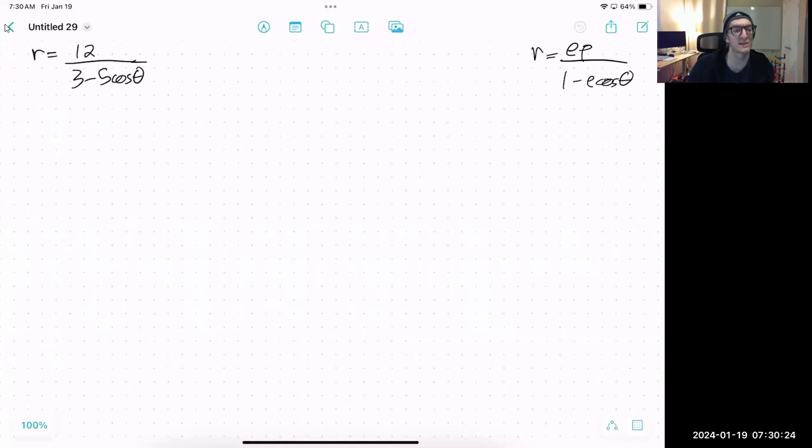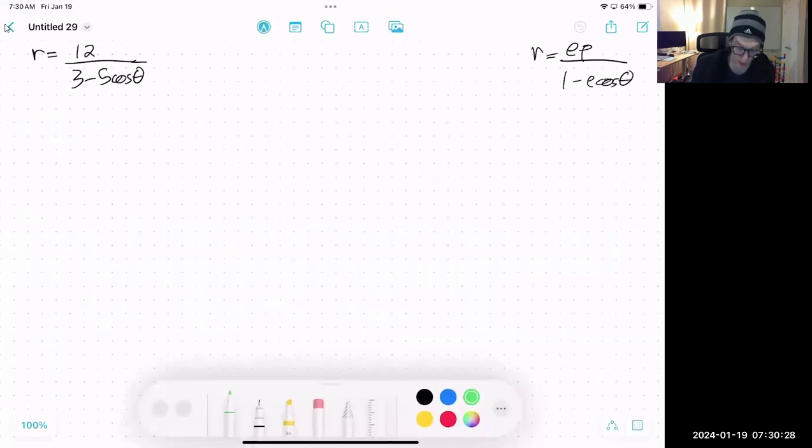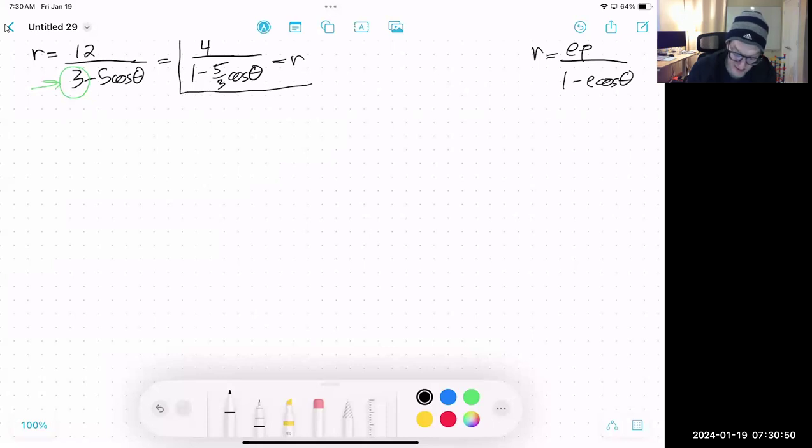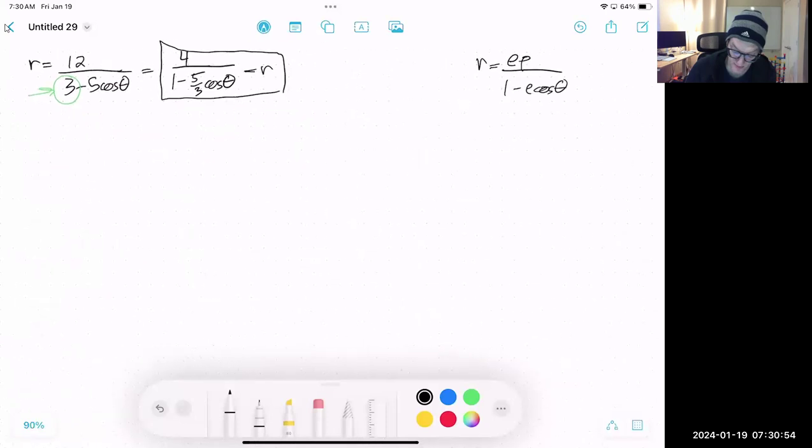The smartest thing to do first here is to make this a 1. How? By just doing it. If I divide the top and bottom of this equation by 3, then I get 4 over 1 minus 5/3 cosine theta. Great. That makes me very happy, because I now have an equation in standard form, so to speak.